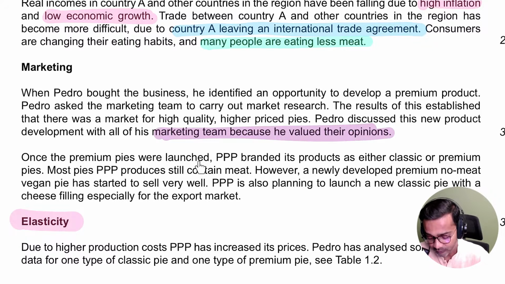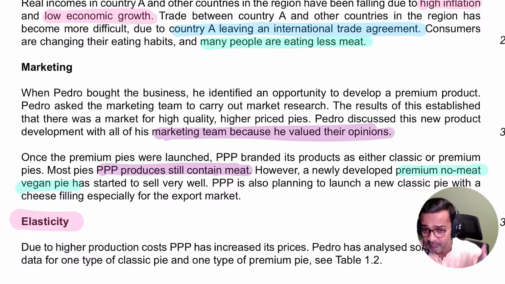Once the premium pies were launched, PPP branded its product as either classic or premium pies. So there's two classes of pies now. Most pies PPP produces still contain meat, and this is the problem, right? People don't want to eat meat, and PPP's pies contain meat in it. However, a newly developed premium no meat vegan pie has started to sell very well. So here's a solution for them, right? They've got a premium no meat vegan pie, which might be the solution in a country where people are looking to eat less meat.